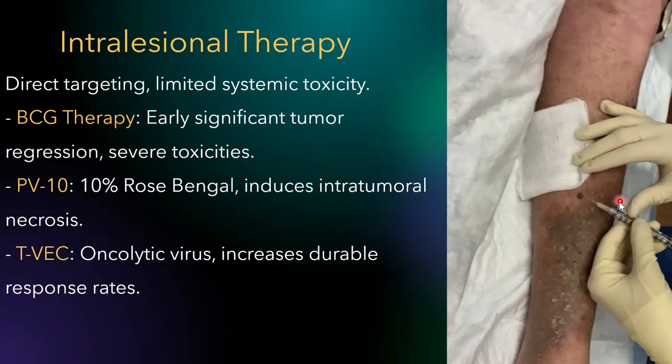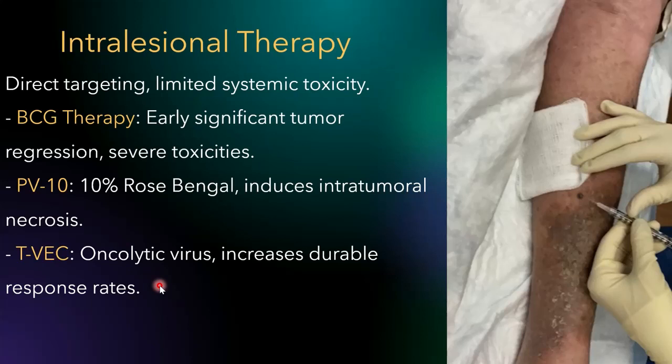It directly targets the lesion by injection into the lesion, and it has limited systemic toxicity because of the direct injection. The different agents used are BCG therapy, PV10 and TVEC. What is BCG? It causes early significant tumor regression, but there are severe toxicities for BCG. PV10 is 10% Rose Bengal, which induces intratumoral necrosis. TVEC is an oncolytic virus, which increases durable response rate.